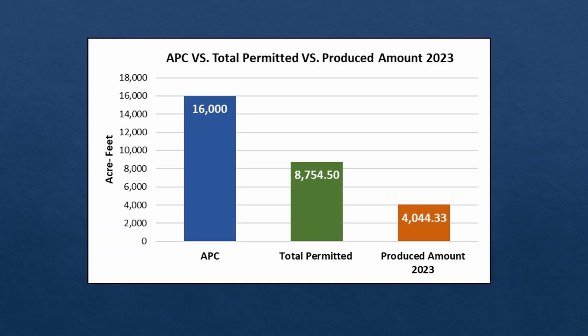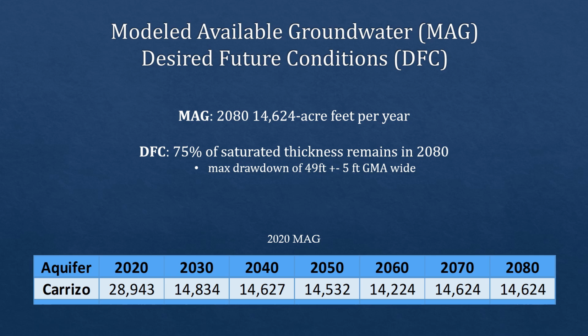This graph depicts the current APC set at 16,000 acre-feet per year versus the total permanent amount of water for the Carrizo Aquifer versus the actual amount of permanent water produced for 2023. When setting the annual production cap, the board considers the adopted desired future conditions and the modeled available groundwater estimates, which include both historical and proposed pumping projects 50-plus years into the future. The current MAG values are 14,624 acre-feet by the year 2080, while the current DFC states that 75% of the saturated thickness remains in the year 2080.